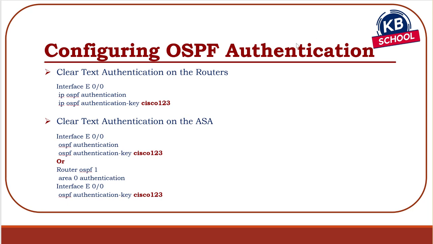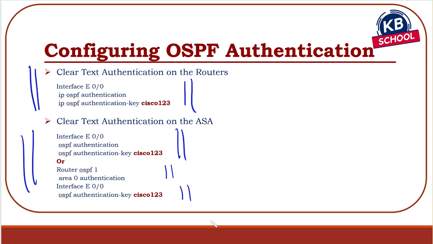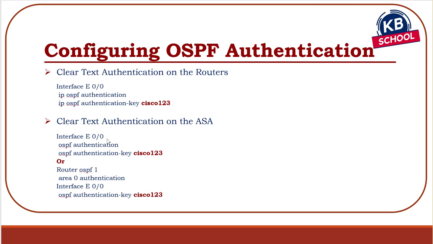I showed you how to do clear text on the router and then on the ASA, using the all-interface mode, or the authentication type under the router mode and the key under the interface. Either one is fine. As you can see, it's very similar in the way the routers and the ASA firewalls do authentication, which is different than RIP and EIGRP, which require a keychain for the router process.